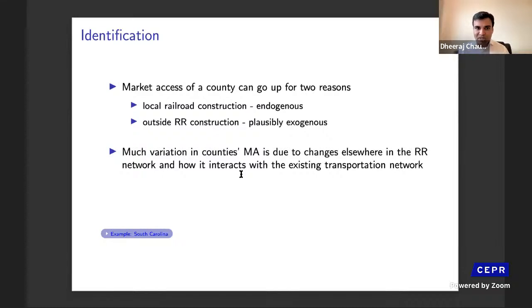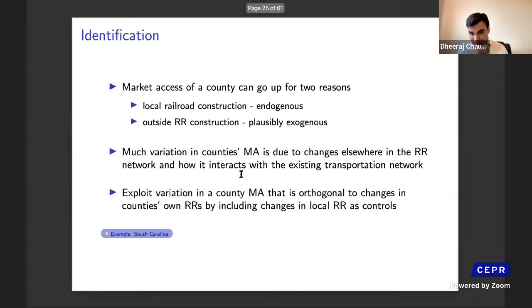And therefore, I also find that the large variation in counties' market access is due to this outside construction rather than the railroad construction within the county. And to check for that, I follow the literature, and for the endogenous component, I directly control flexibly for local railroads in terms of cubic mileage, so that I'm only capturing the effect of outside railroad construction.